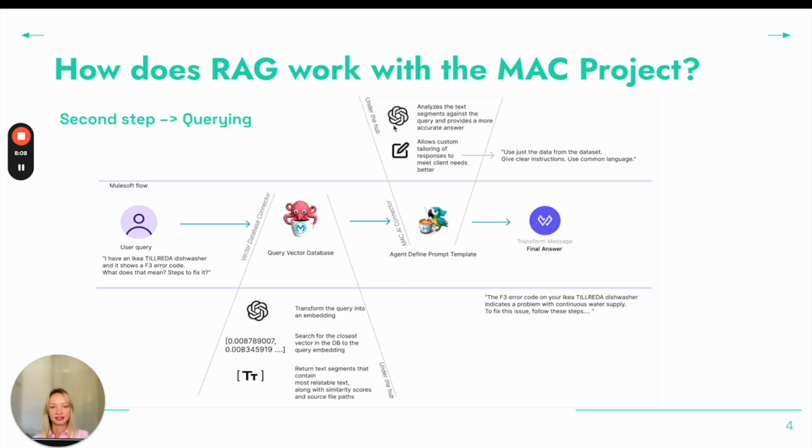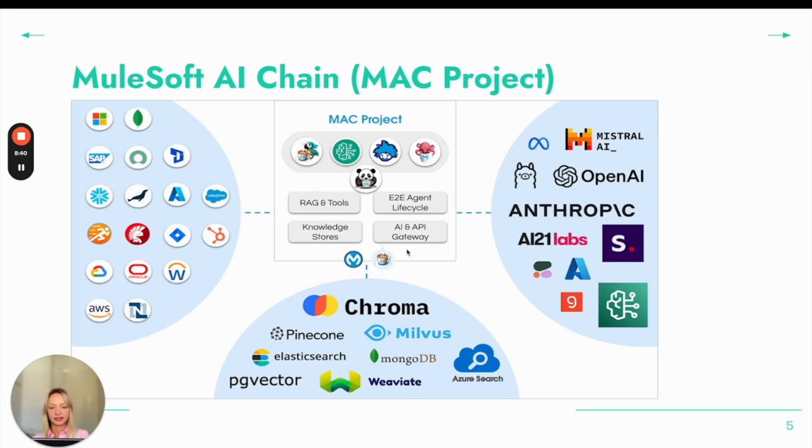Okay, and because those text chunks are not readable, we want a user-friendly output, so we use the agent-defined prompt template, which we customized, to tailor our response to the clients and better understand the question and the query itself, and then generate a final answer, which is: the F3 error code on your IKEA dishwasher indicates a problem with continuous water supply, and so on. Okay, so basically the MuleSoft project has multiple connectors that we used for these use cases.